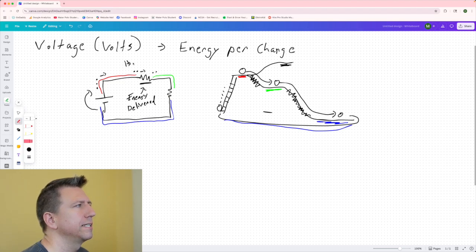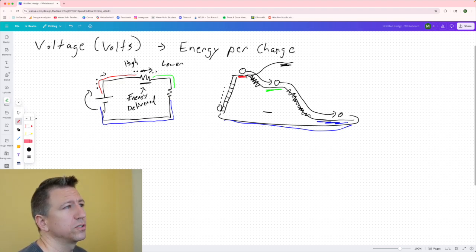Since the red is high energy, and then the green is lower energy, then it will roll down the hill. The charges will roll down the hill and go around the circuit in this clockwise fashion. And you notice as we go around, we keep getting lower and lower energy until we get to the battery. Just like in this example, the ball goes to lower and lower heights until we get back up to the ladder.